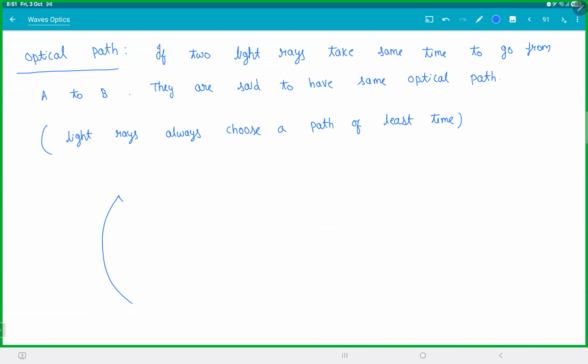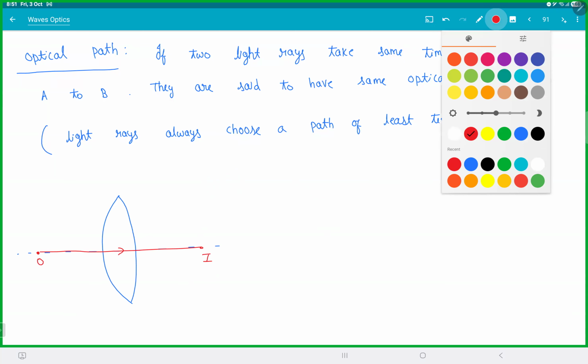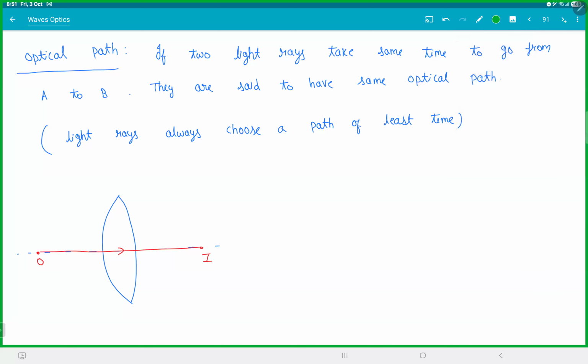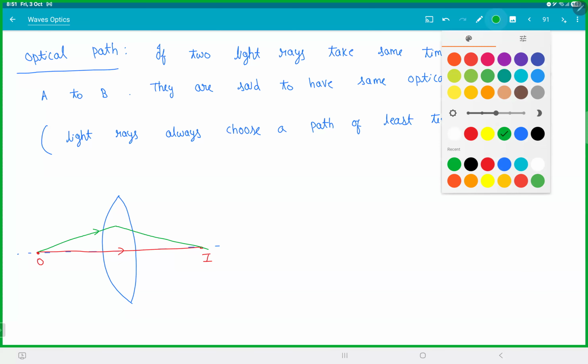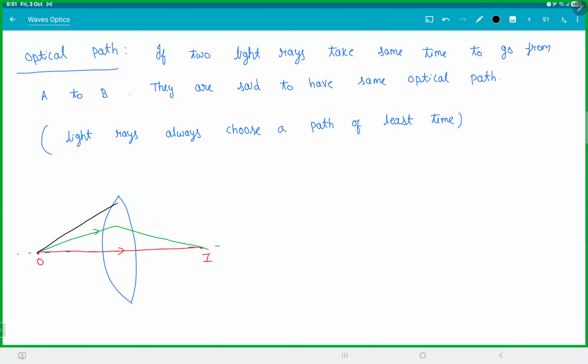And the best example, you have seen this before. We have seen this in lenses. Think about it. When you take a lens, if this is your object, the light ray is going straight through this. And let's say this is the image. If you take another light ray, this actually goes like this. If you take another light ray, it goes like this.